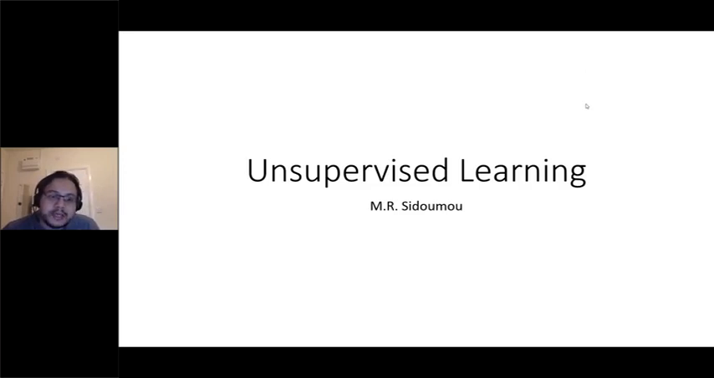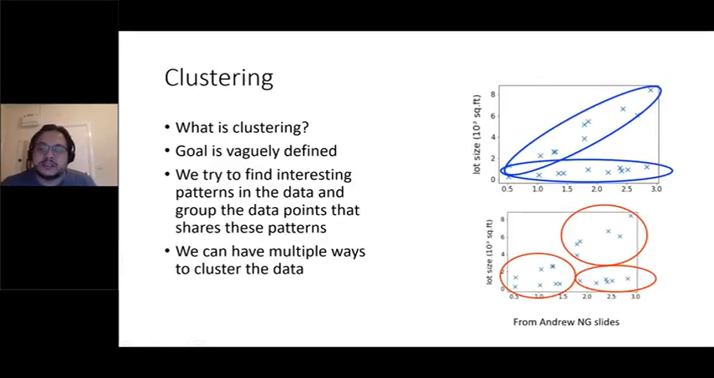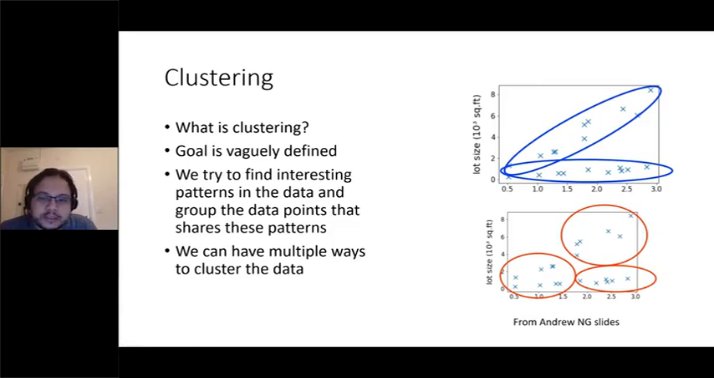Today the session is about unsupervised learning. Can you tell me what makes something unsupervised? What's the difference between supervised and unsupervised? Like you don't have the classes, the specific classes. Yeah, the labels.